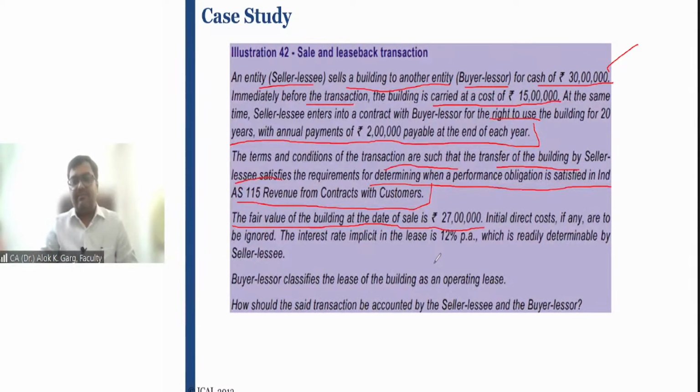What does it mean? It means that the market value is 27 lakh rupees, but this buyer has paid 30 lakh rupees. Why would someone give extra in comparison to the market value? I am selling my property whose market value is 27 lakh rupees, but I am getting 30 lakh rupees. What does it mean? It means there is an element of additional financing also.